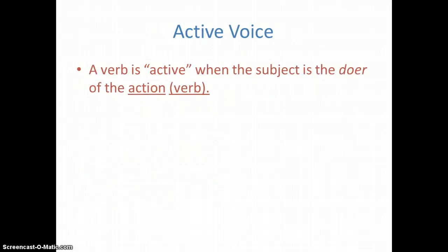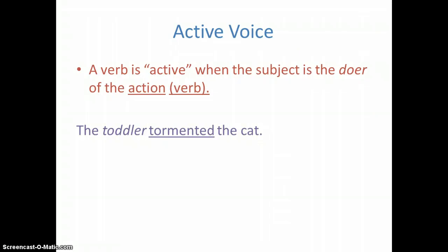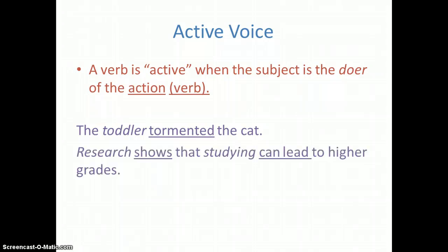So first, let's talk about what active voice is. A verb is active when the doer of that verb, the actor, is the subject of the sentence. So here are some examples. The toddler tormented the cat. Our verb is tormented. The actor of that verb is the toddler, and the toddler is also in the subject position of the sentence.